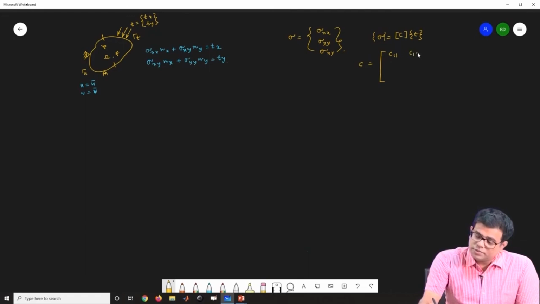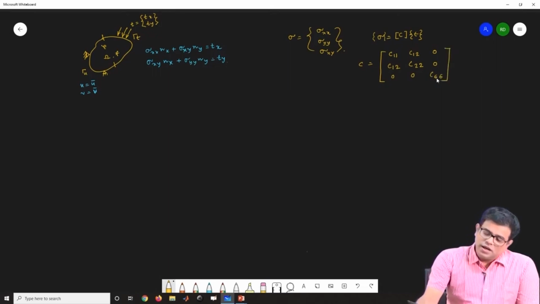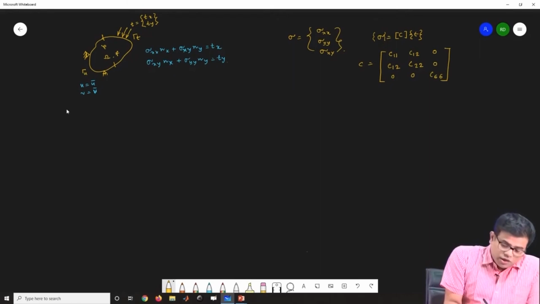This is not specific to the isotropic case. You can modify this in terms of Young's modulus and Poisson's ratio for the isotropic case, and it is also valid for the orthotropic case. So this is the linear elastic constitutive equation. Now, what was our weak form? Our weak form looks like this.